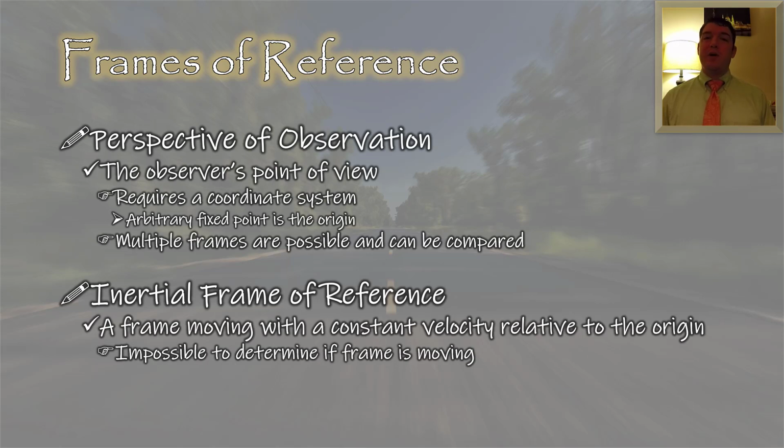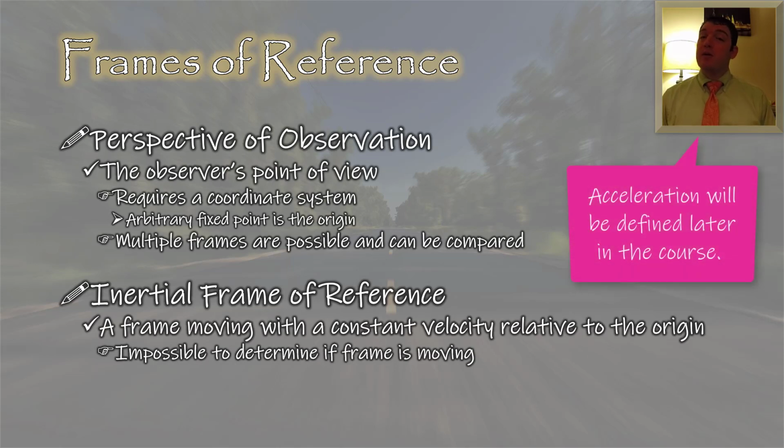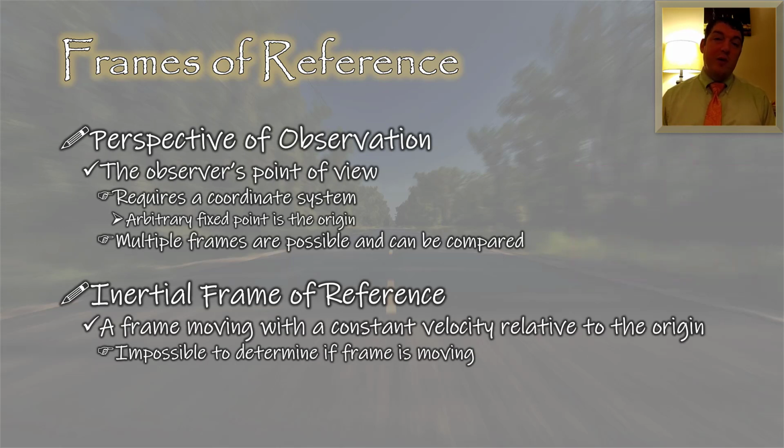An inertial reference frame is simply a reference frame that has a constant velocity. So a reference frame with zero acceleration is an inertial reference frame. A reference frame that has an acceleration that's not zero is a non-inertial reference frame. Almost all the time we're working within inertial reference frames.